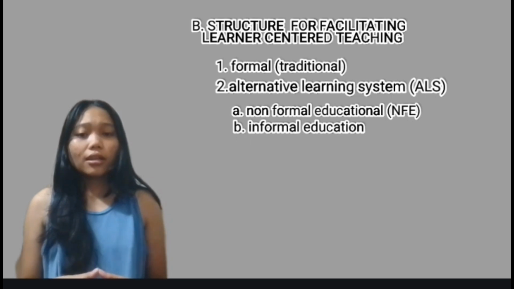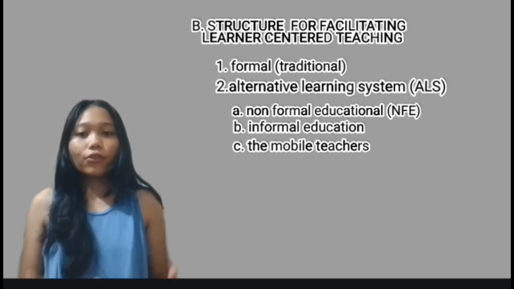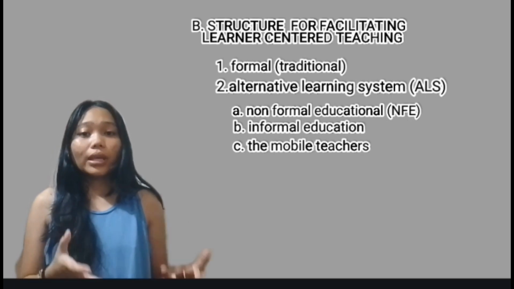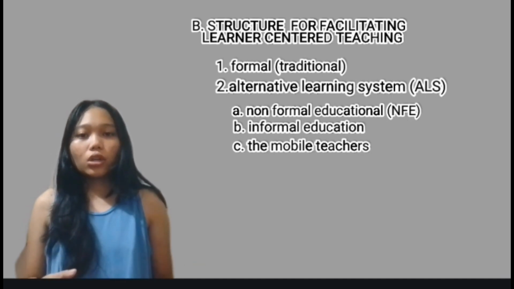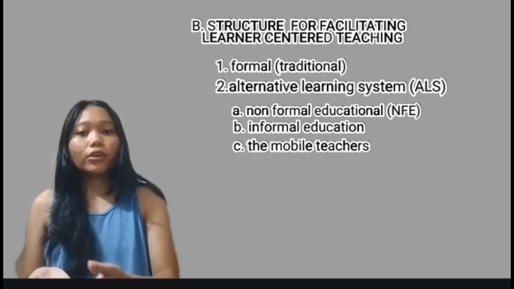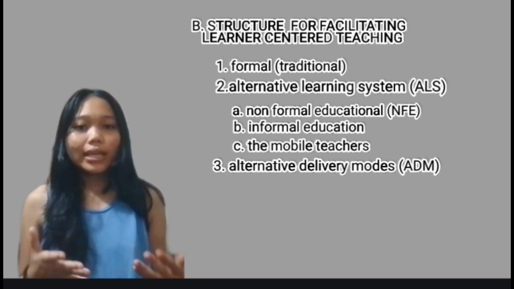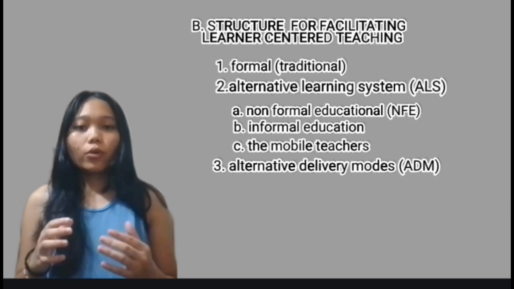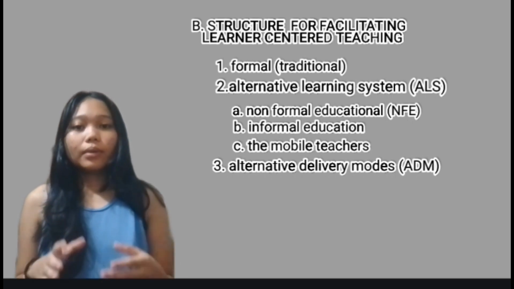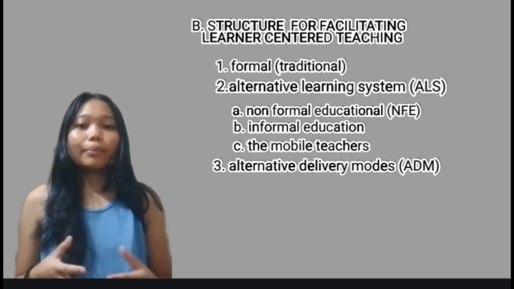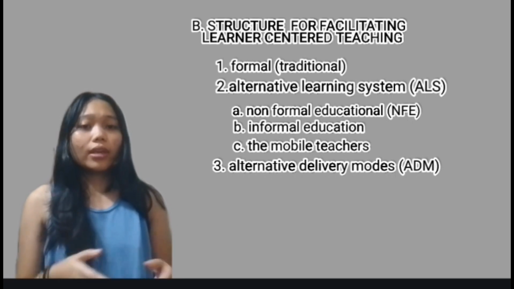And the letter C is the mobile teachers. Mobile teachers can refer to a few settings and a few things, but in the context of the research result, it mostly means teachers who use technology to deliver lessons and connect with students. Number three is alternative delivery modes or ADM. Alternative delivery modes or ADM are different ways of providing services or goods other than the usual or traditional methods. Think of it as finding new and better ways to get things done.